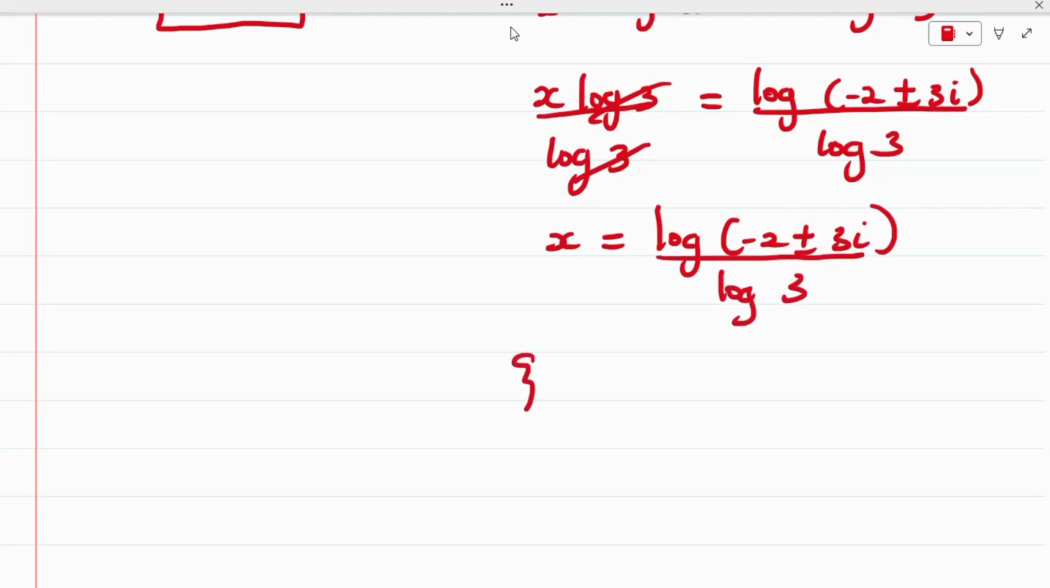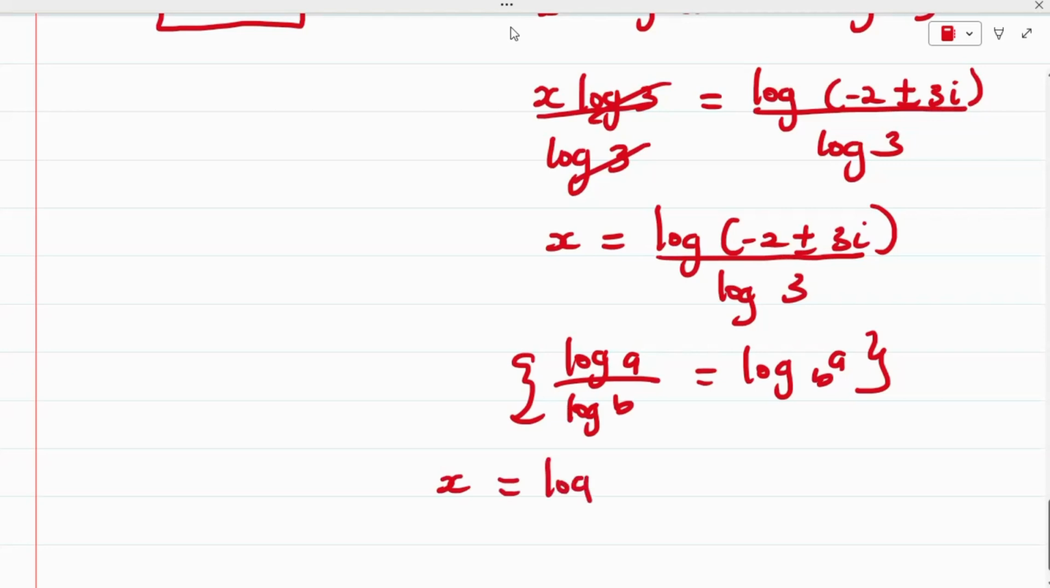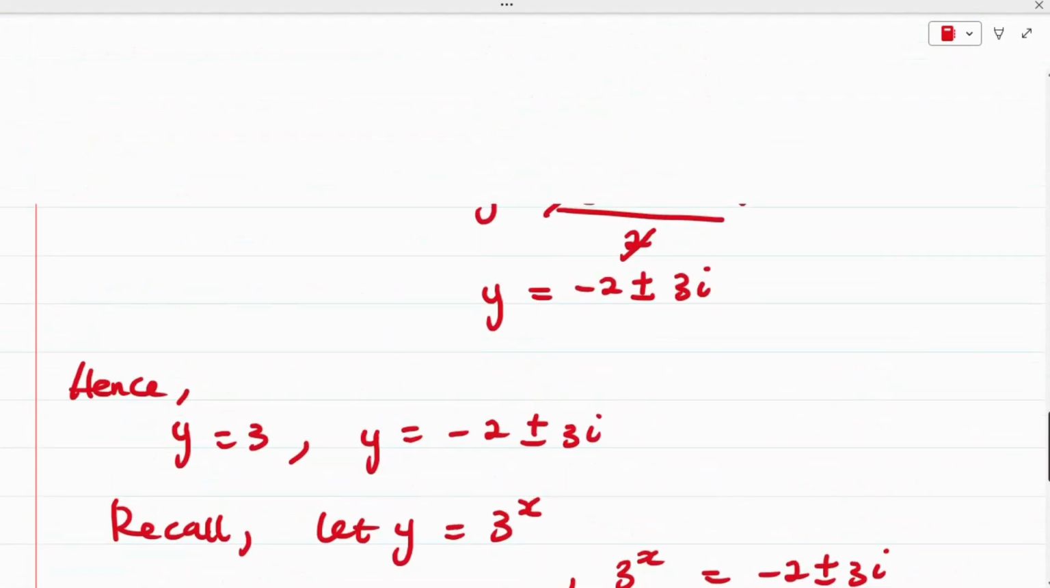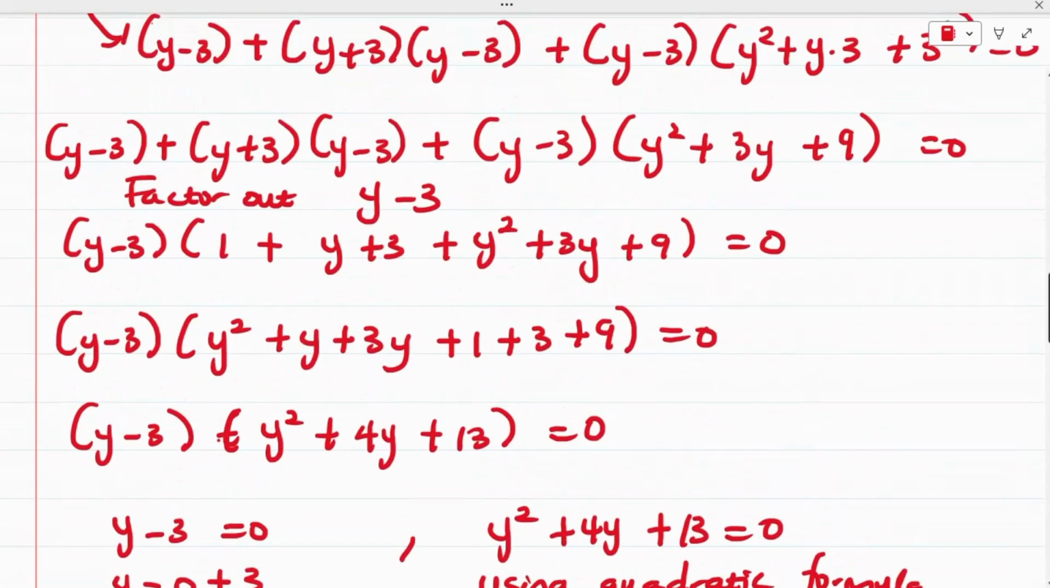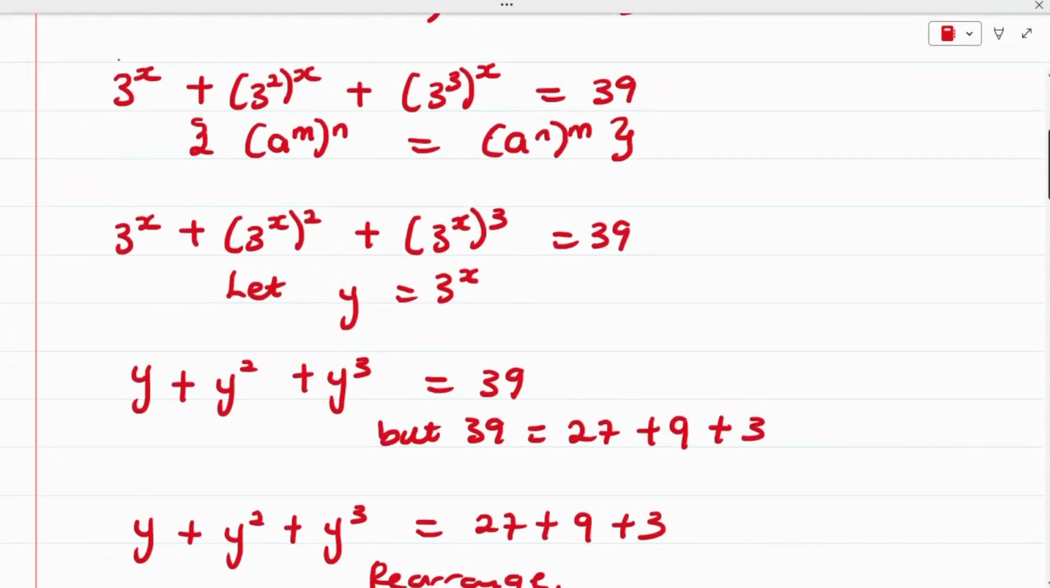Now applying the change of base formula, if we have log a over log b, this is equal to log base b of a. So applying this, we have that x = log base 3 of (-2 ± 3i), and this becomes the other value for x. So guys, these are the two methods in which you can use to solve this question right here.